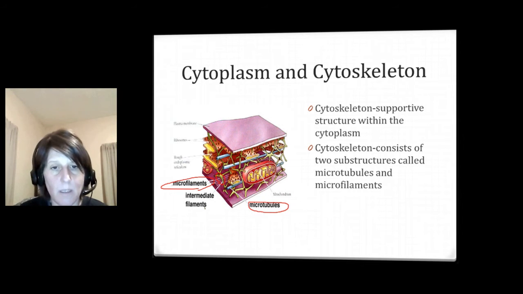embedded within the cytoskeleton. And the cytoskeleton is made up of two substructures, one called microtubules, and these are thin hollow-like tubes that are made up of proteins called tubulins, and then we have our microfilaments, and those are very thin fibers as well.